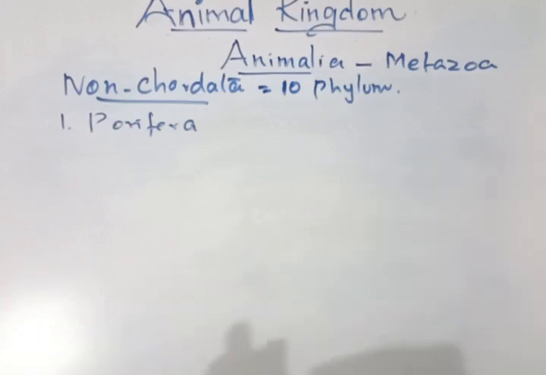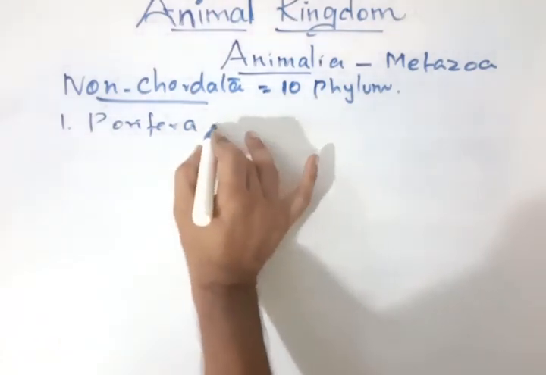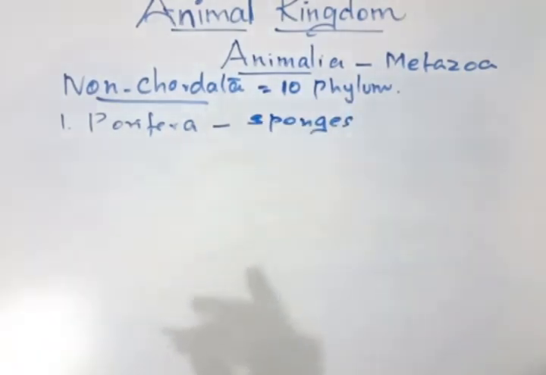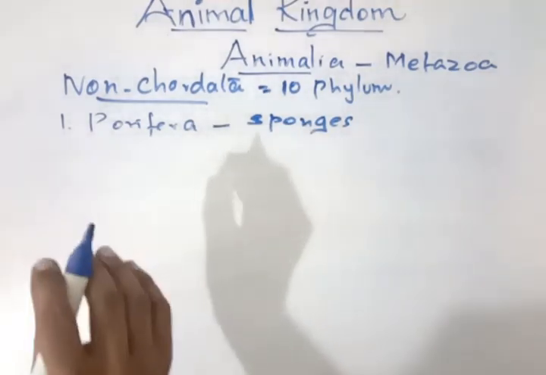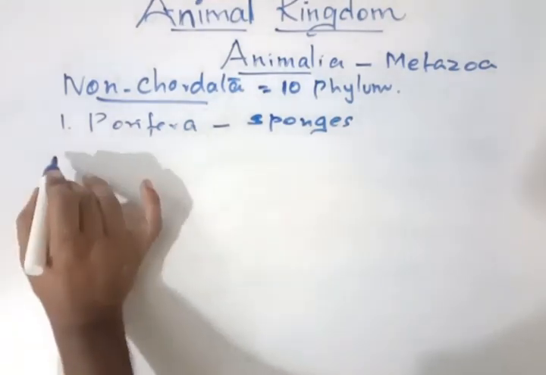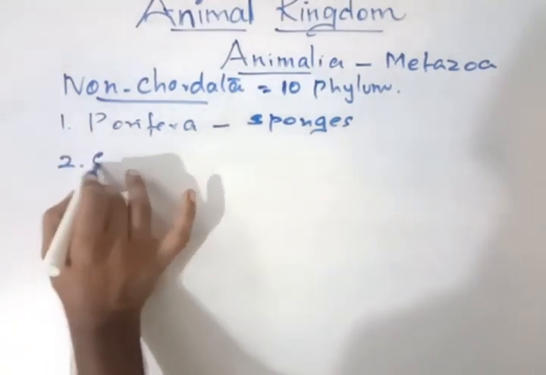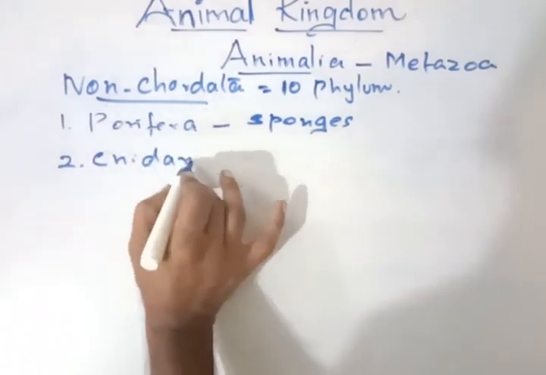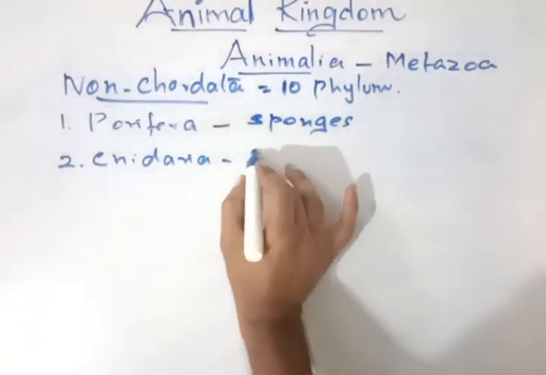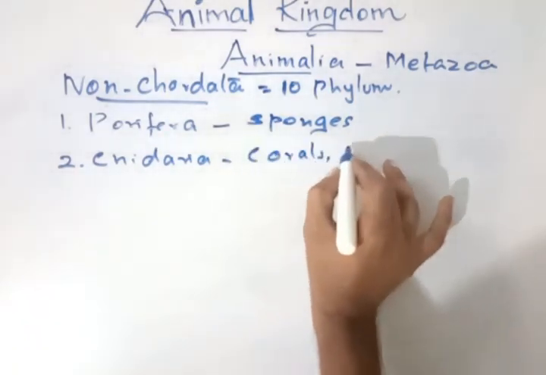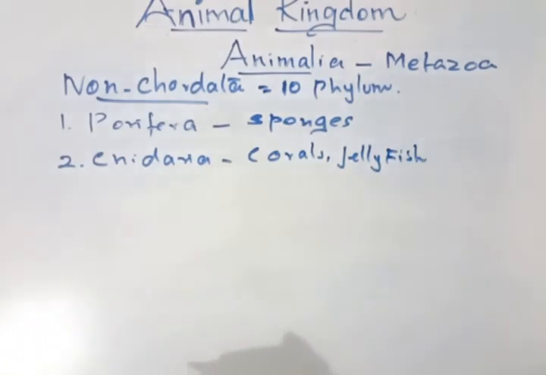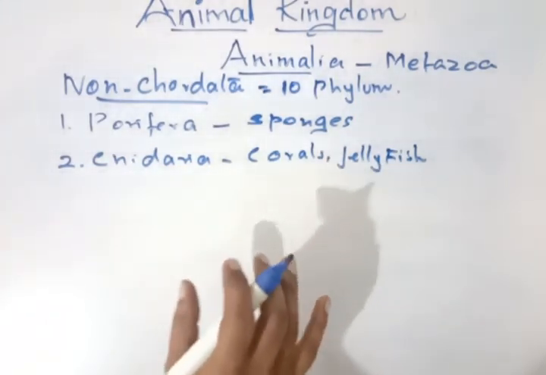So this is the phylum called Porifera. An example for Porifera is sponges. Porifera body will have pores. Every phylum we will study their descriptive characters in detail. Right. The second one is Cnidaria. The examples for Cnidaria are corals, jellyfish, all this. There are so many examples, but now you remember this.